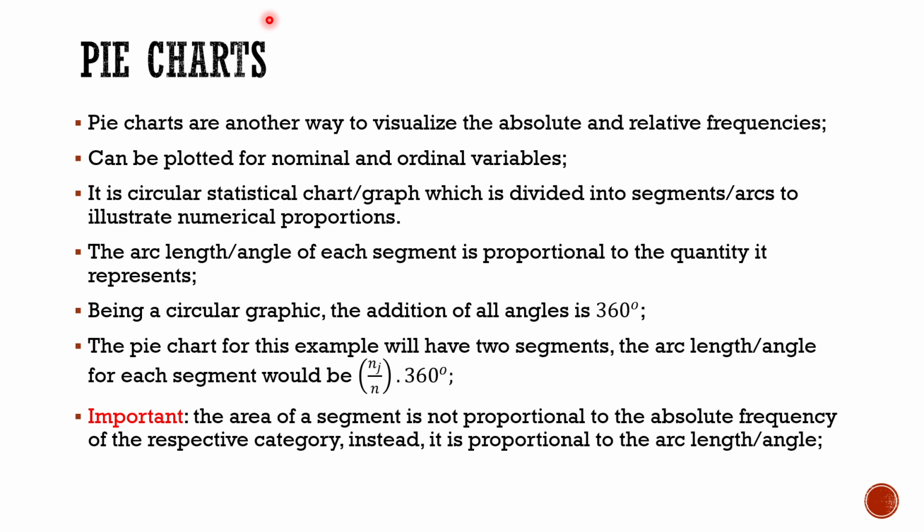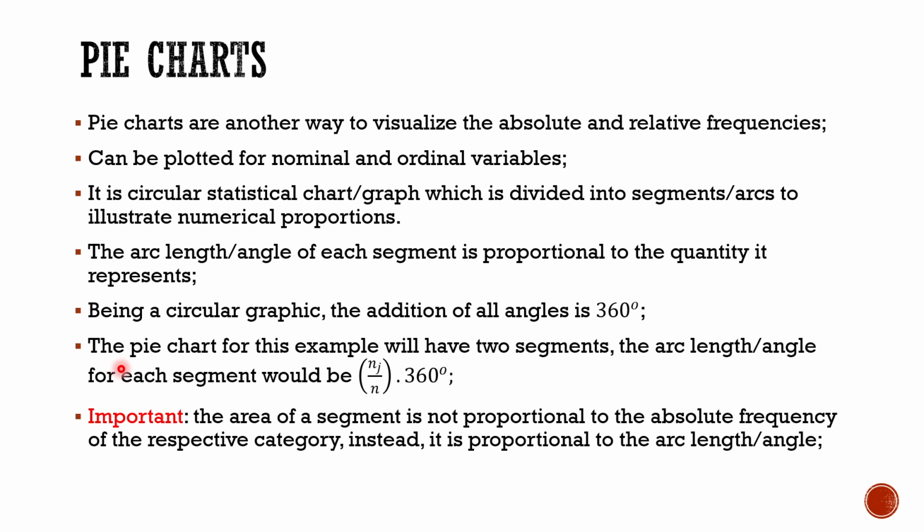Now moving ahead to pie charts, as you can see, pie charts are another way to visualize the absolute and relative frequencies, and this can be plotted for nominal and ordinal variables as well. Now this is very different from bar charts, as a pie chart is a circular statistical graphic, which is divided into different segments or arcs to illustrate numerical proportions. The arc length or the angle of each segment is proportional to the quantity it represents. And being a circular graphic, the addition of all angles would obviously be equal to 360 degrees.